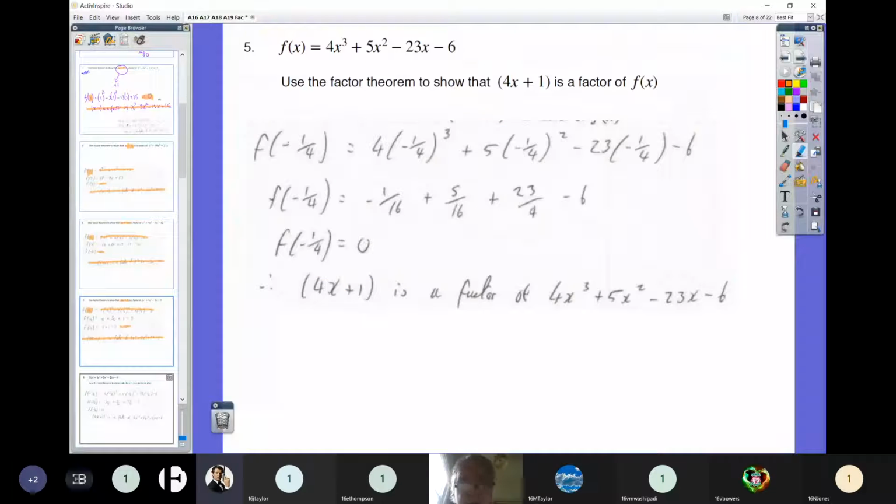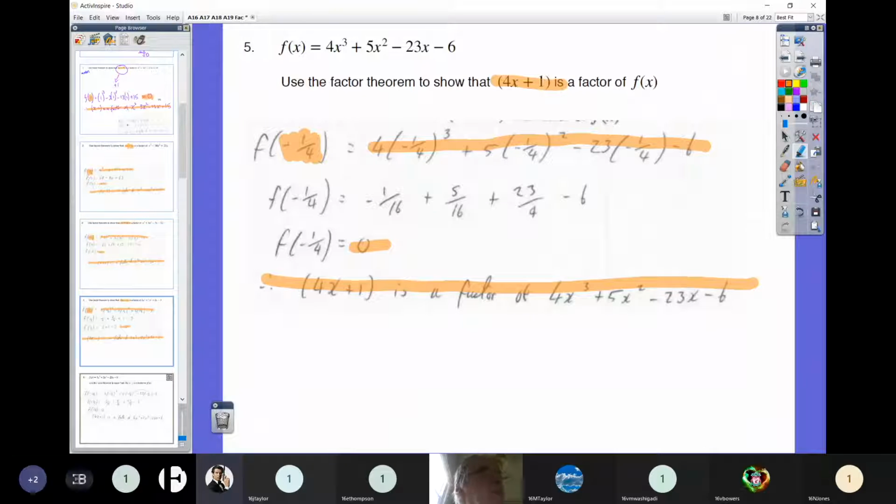Question 5, again, really quickly now. What value of x makes 4x plus 1 equal to 0? It is minus a quarter. That's why he substituted in minus a quarter. He got 0 and therefore concluded it was a factor.